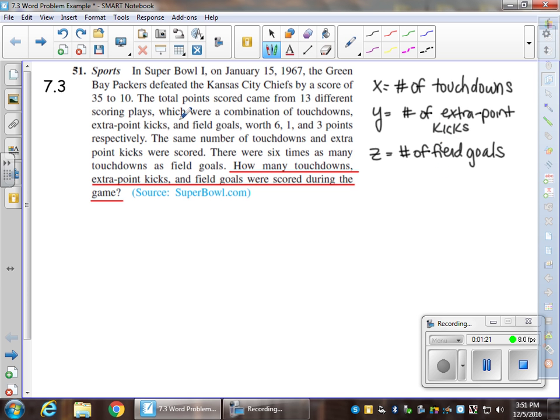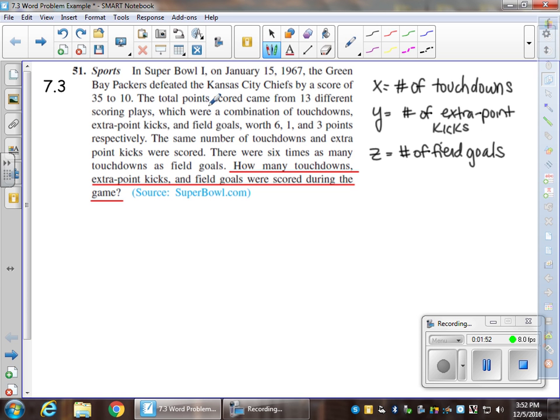Now let's go back to the top and read for information. The Packers defeated the Chiefs by a score of 35-10. Total points scored came from 13 different scoring plays, a combination of each of them, and then I have point values. So notice I have some clear numerical pieces of information, and then I have point values.